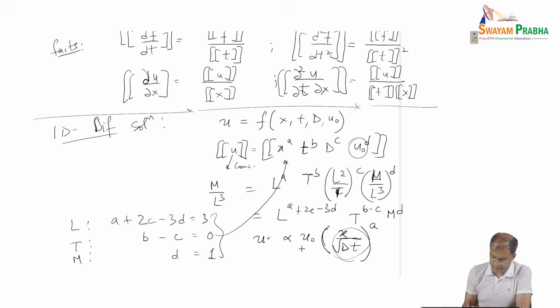So, we now introduce a new name for this non-dimensional group. We call this non-dimensional group my similarity variable. Okay, so here let me call this similarity variable eta. So eta is x over square root dt.